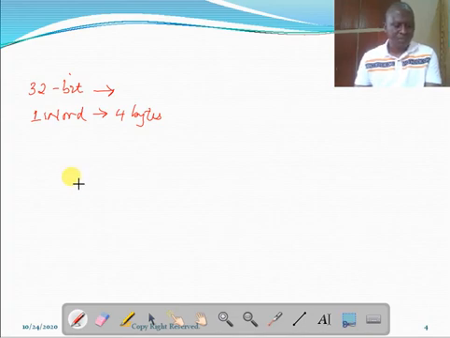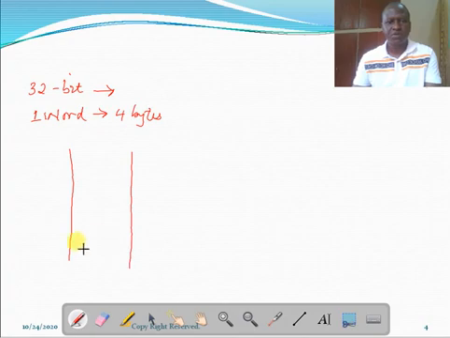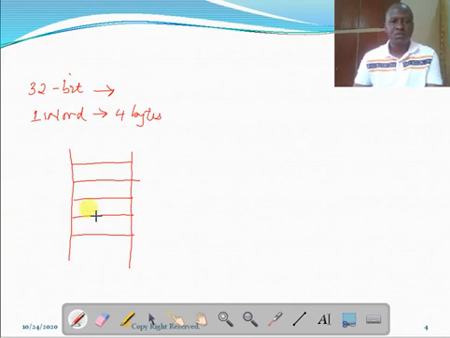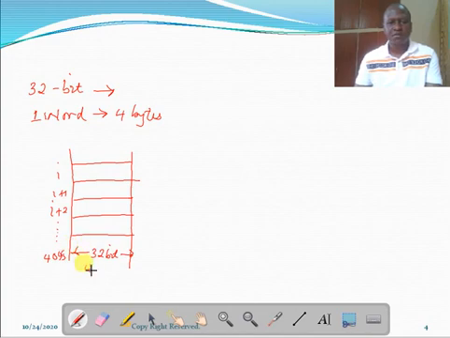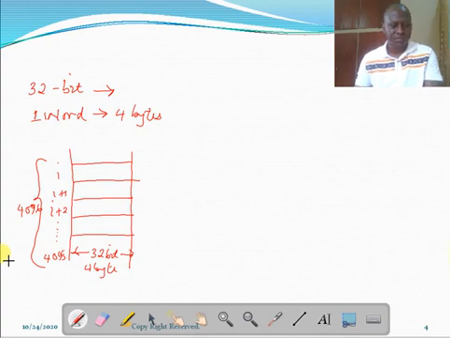Suppose we picture the memory to be of this form. This is a memory where we have rows of data in the form of what we refer to as the word. Each of these is actually a word. So we have I plus 1, I plus 2, up to 4095, and here we have 32 bits, that is 4 bytes, and 4096. This refers to the address of each memory location.